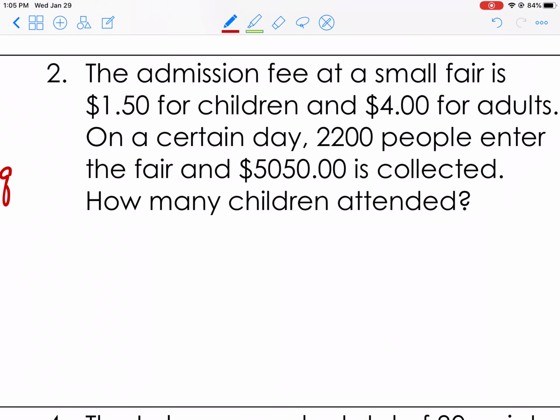The admission fee at a small fair is $1.50 for children and $4 for adults. On a certain day, 2,200 people enter the fair and $50.50 is collected, $5,050. How many children attended? Okay, so they said that 2,200 people went to the fair, and the people that we're talking about are either adults or children, or both of them. Adults and children are the people that went to the fair.